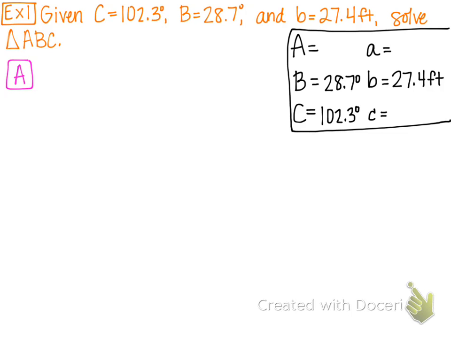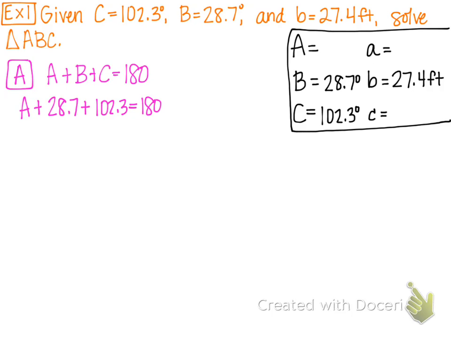The first thing I'm going to find is big A. Now, all three of these angles, A plus B plus C, should add to 180 because all the interior angles sum to 180. So we don't know what big A is, plus big B is 28.7, plus big C, which is 102.3, and that's equal to 180. Now we just have an equation to solve. I'm going to add the 28.7 and the 102.3, and you get 131. And to get big A by itself, you subtract 131.